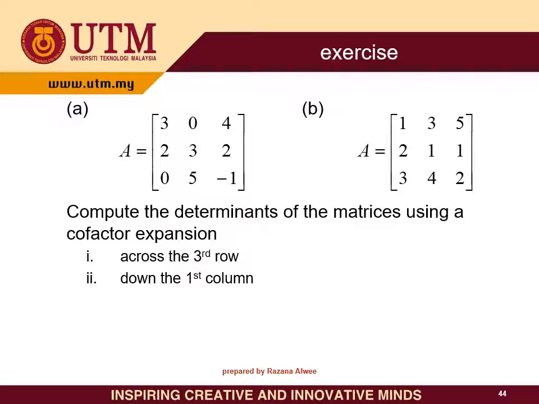Alright, we have an exercise for you guys. I have two questions, both are 3 by 3 matrices. Compute the determinants of these matrices using cofactor expansion. For the first one, using the third row. For the second one, B, using the first column. I need you guys to do this, and I will ask you in my next class.